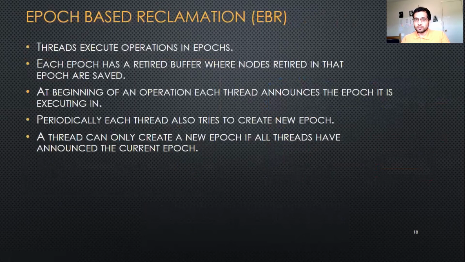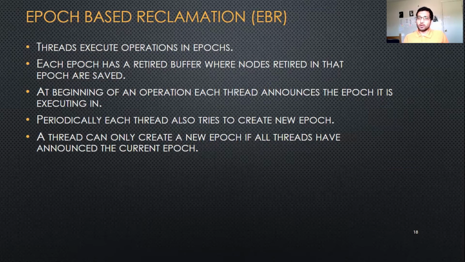So now let's move towards the next category of solutions, which has a totally different way of arriving at a consensus, which is epoch-based reclamation. So in epoch-based reclamation algorithms, threads execute operations in epochs, which are logical timestamps. Each epoch has a corresponding retired buffer where any node that is retired goes into that corresponding buffer. At the beginning of each operation, each thread announces the epoch it is executing in, and also periodically tries to advance the epoch, or increment the epoch, so that reclamation could progress. And an epoch could only be advanced if all threads have arrived at a common epoch.